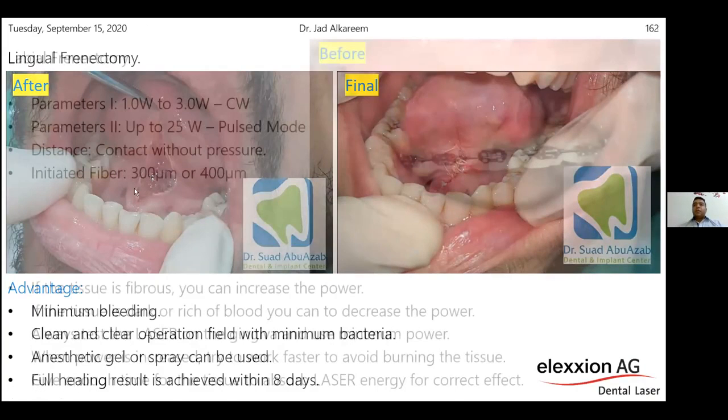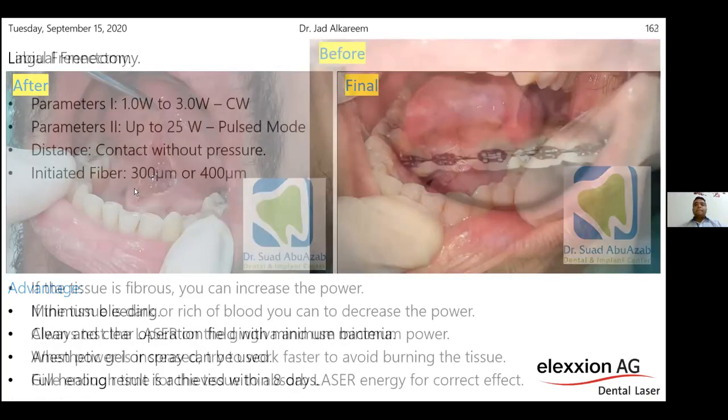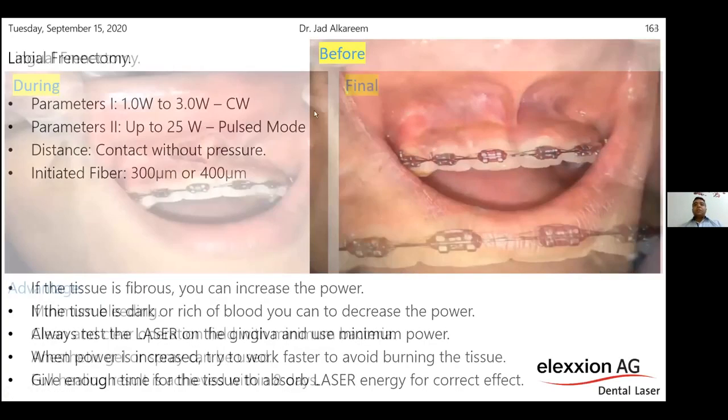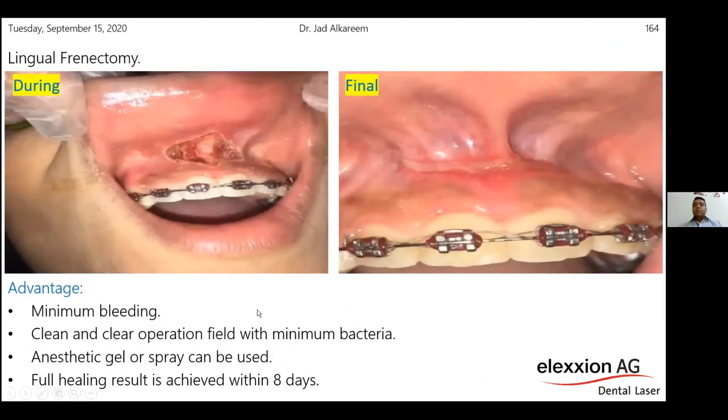Another case of labial frenectomy. Here is before, during the treatment, and the final results within 8 days.